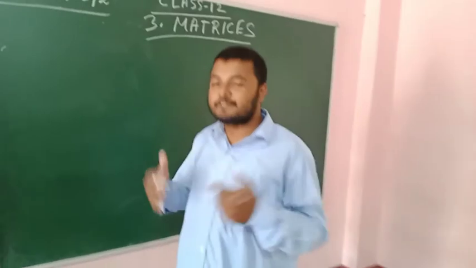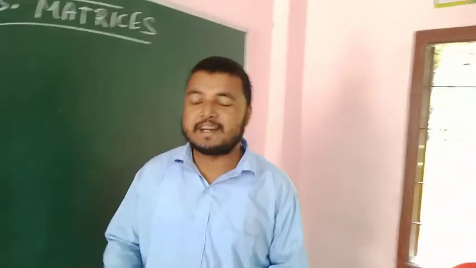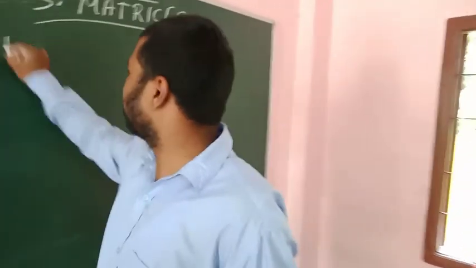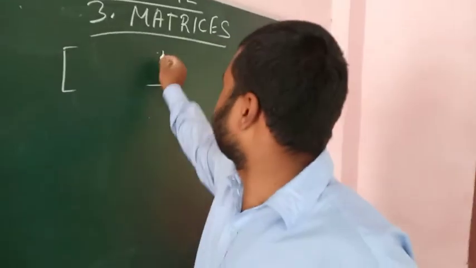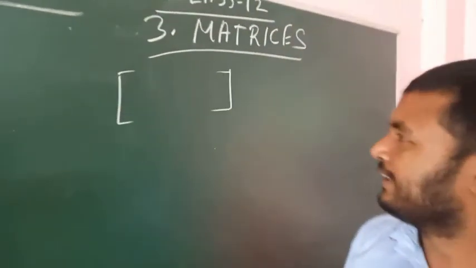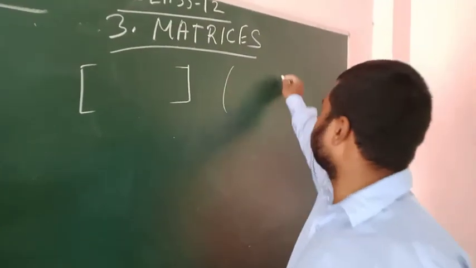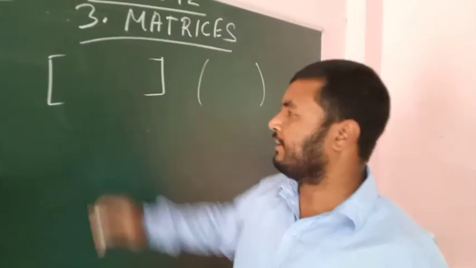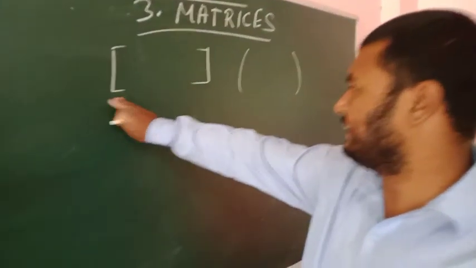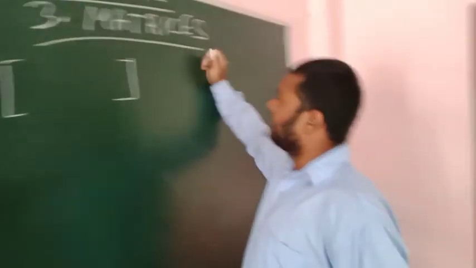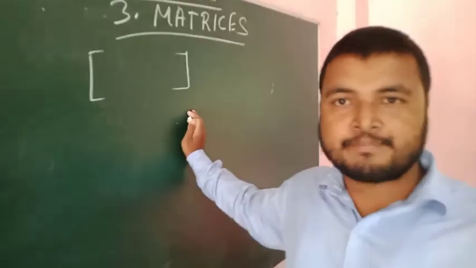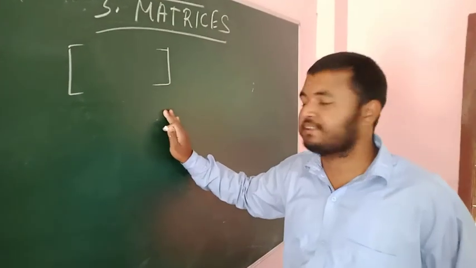Continuing the topic, we have just learned about matrices and how to represent a matrix. We can represent a matrix as a rectangular array, in these types of brackets, or in this other type of bracket also. But in the NCERT book this type of bracket is given, so we will confine ourselves to this type of square bracket.